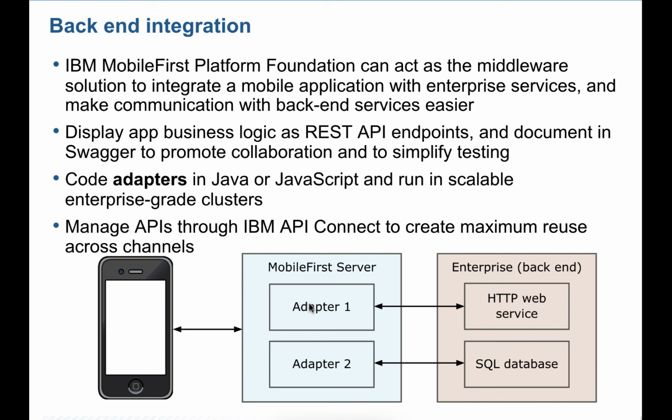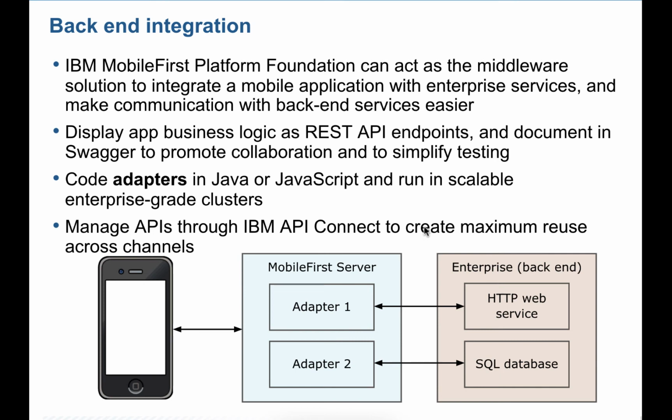Another part is you can use a separate IBM cloud service called IBM API Connect. Obviously you need a license for that as well. You have to purchase that, and you can use it to manage all the APIs or adapters. That way you can easily reuse them across all the channels and all the applications, similar applications in that case. So those things you can also do.